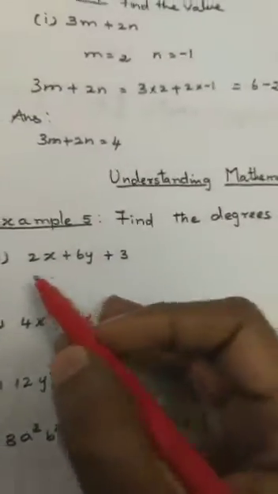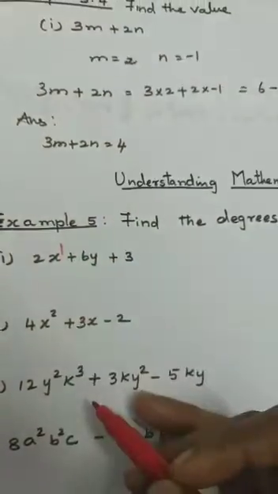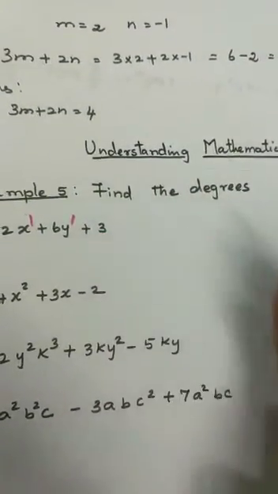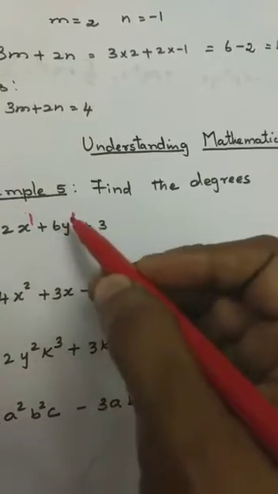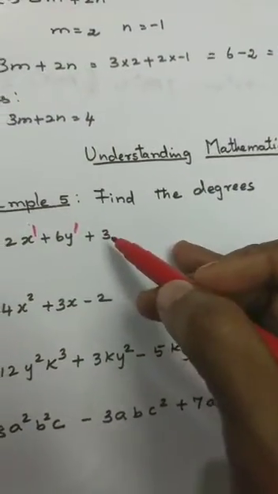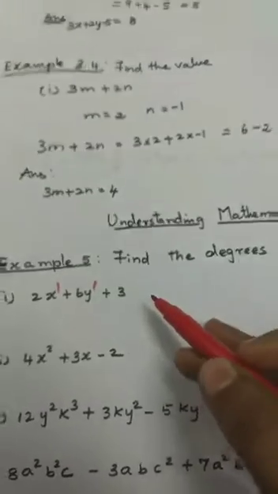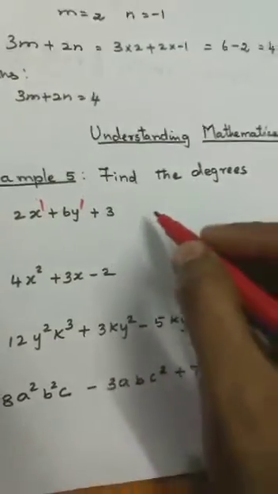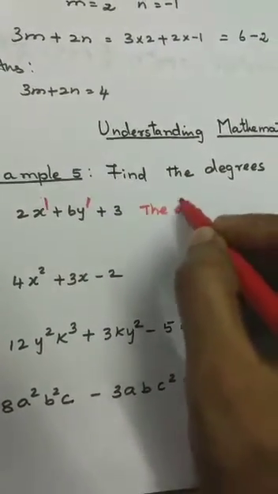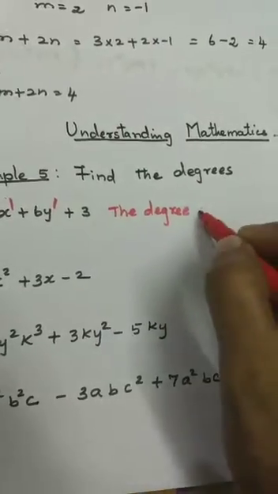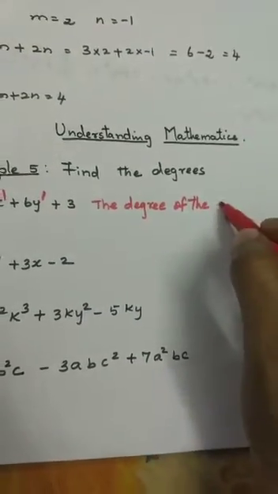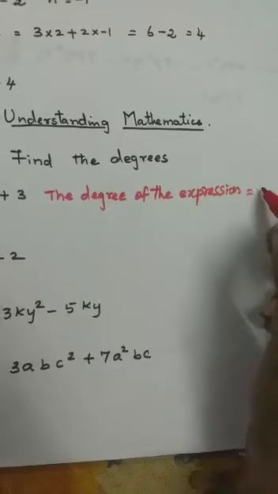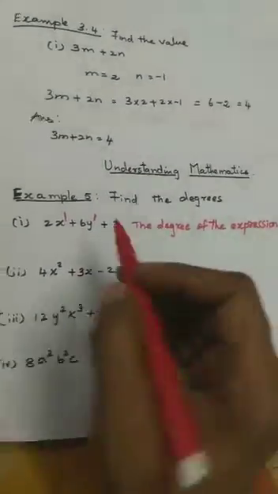Okay. In the first term, the degree is 1. The second term, the degree is 1. The third term, it is a constant. We cannot say the degree. We have to say the degree of the variables. Here no variable. So here is the constant. So 1 is the highest degree. Which is the highest degree? 1. So the degree of the expression is equal to 1. 1 is the degree of the expression.